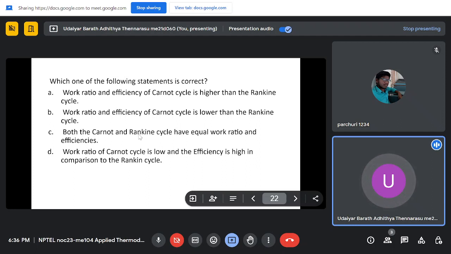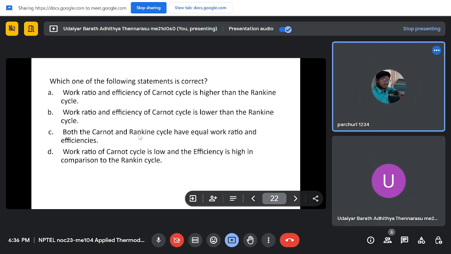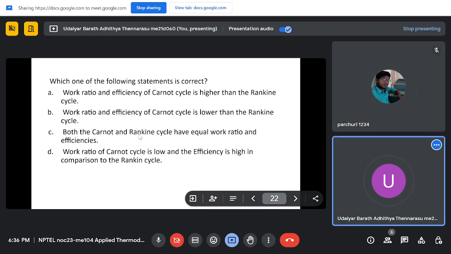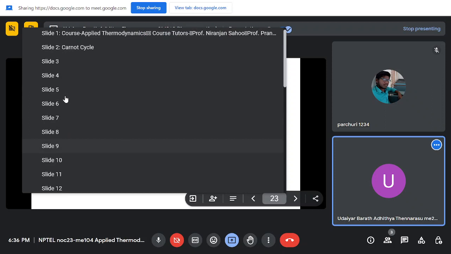If you remember the first slide, we were given the Carnot cycle. If you remember that, I think it will be fairly easy. I think it is our answer: work ratio of Carnot cycle is low and efficiency is high in comparison to the Rankine cycle. Okay, the answer is correct. I think it can be better understood if you see the slides. I'll just give you those slides.